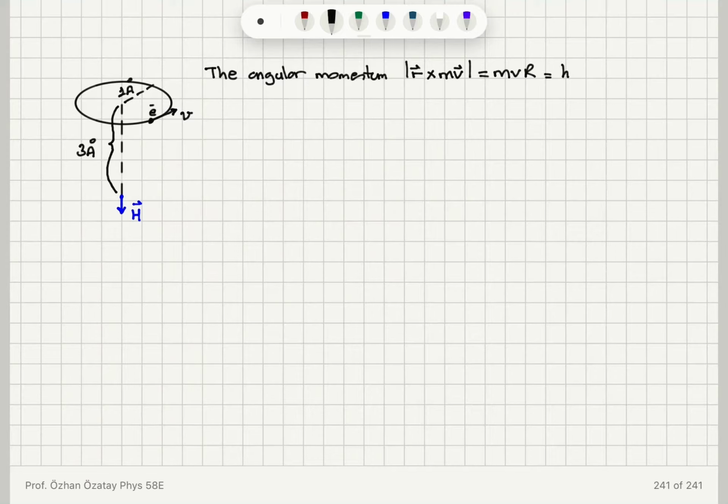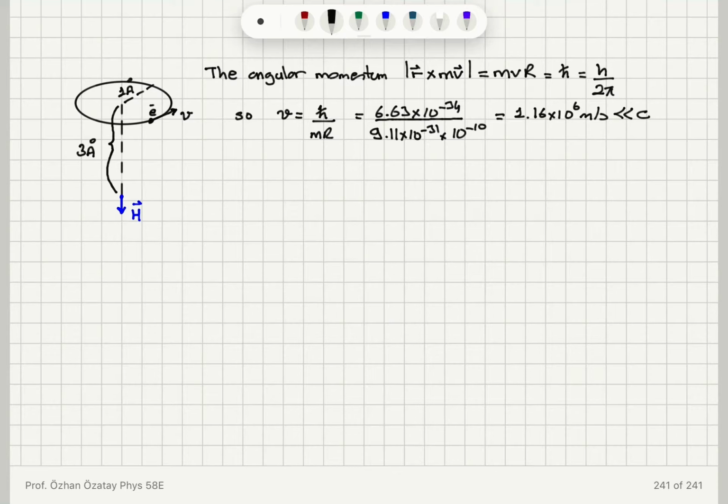And this angular momentum is given to us as h bar, which is Planck's constant h divided by 2 pi. So we can write the tangential speed as h bar divided by m capital R. If you calculate this, it is 6.63 times 10 to minus 34 joule seconds divided by the mass of the electron 9.11 times 10 to minus 31 kilograms times the radius 10 to minus 10 meters. You will find that the tangential speed is 1.16 times 10 to the 6 meters per second, which is much less than the speed of light. So we can conclude that this is a non-relativistic electron.